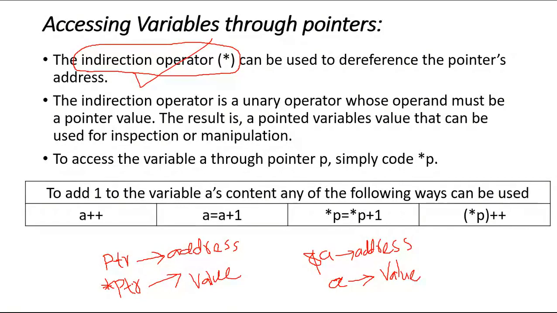Prefixing the address operator before the variable name will give you the address. Don't prefix anything, simply use the variable name, it will give you the value. Don't prefix anything, simply use the pointer variable name, it will give you the address. If you prefix the indirection operator, it will give you the value. So this is the purpose of using the address operator as well as the indirection operator. Address operator to get the address, indirection operator to get the value. So this is something about the address operator and indirection operator. Quickly go to the next slide.